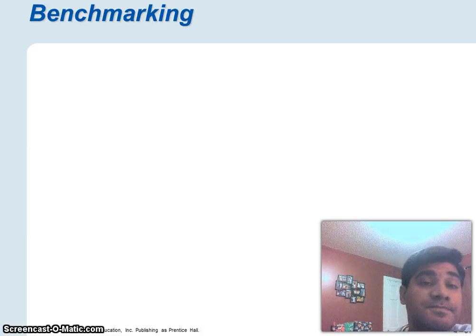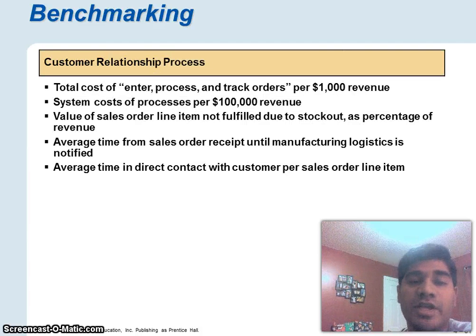So moving on, we talked about benchmarking. Benchmarking in a customer relationship process. You can look at the total cost of the process, in which you look at how much it costs you to enter the process and track the orders for every $1,000 in revenue. That's a metric. You can have system cost of processes per $1,000 or $100,000 of revenue. So how much does it cost to process $1,000 in revenue, and that can be a fraction of a cost. And that's how a metric can be set up.